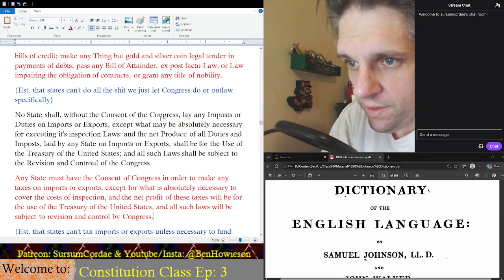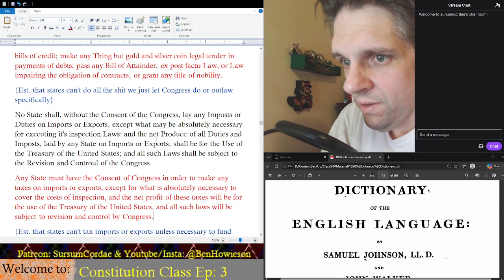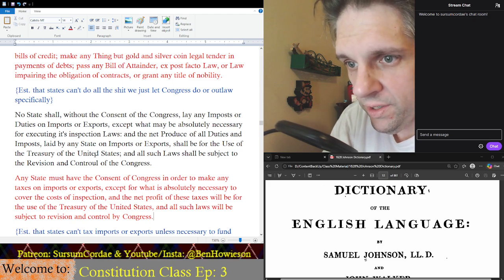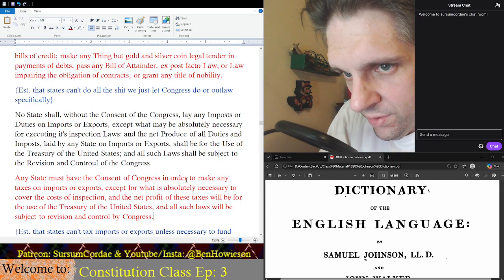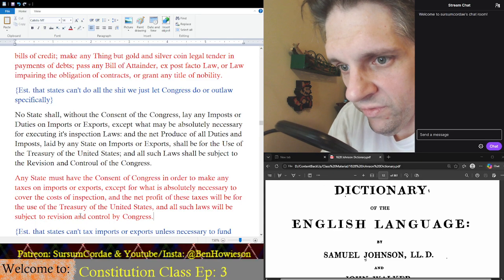No state shall, without the consent of Congress, lay any imposts or duties on imports or exports, except what may be absolutely necessary for executing its inspection laws. And the net produce of all duties and imposts laid by any state on imports or exports shall be for the use of the Treasury of the United States, and all such laws shall be subject to the revision and control of the Congress. Any state must have the consent of Congress in order to make any taxes on imports or exports, except for what is absolutely necessary to cover the costs of inspection, and the net profit of these taxes will be for the use of the Treasury of the United States, and all such laws will be subject to revision and control by Congress.